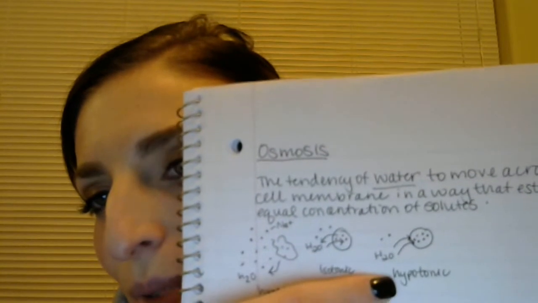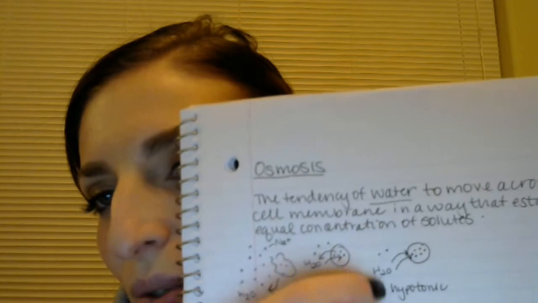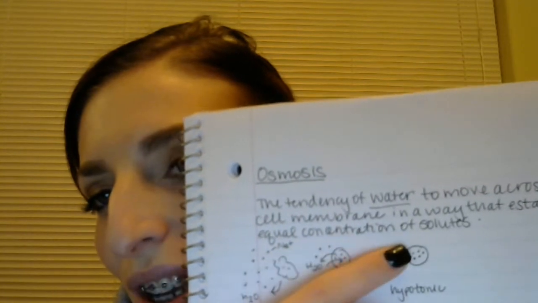The cell is happy, it's maintaining homeostasis. And then we have hypotonic. So there's a higher concentration inside the cell. What will happen is water will come rushing in and unfortunately cells aren't made to handle that and they will typically burst and die. Not a good way to go.